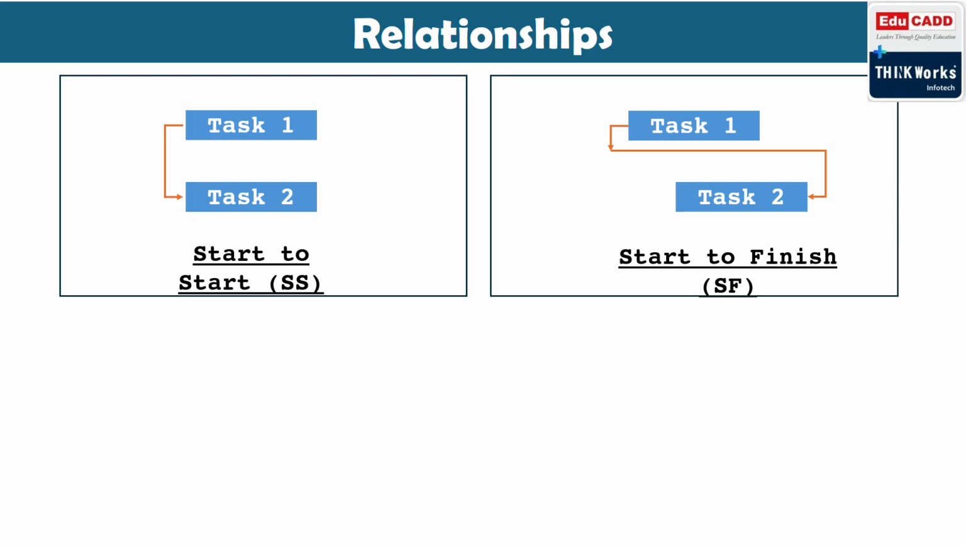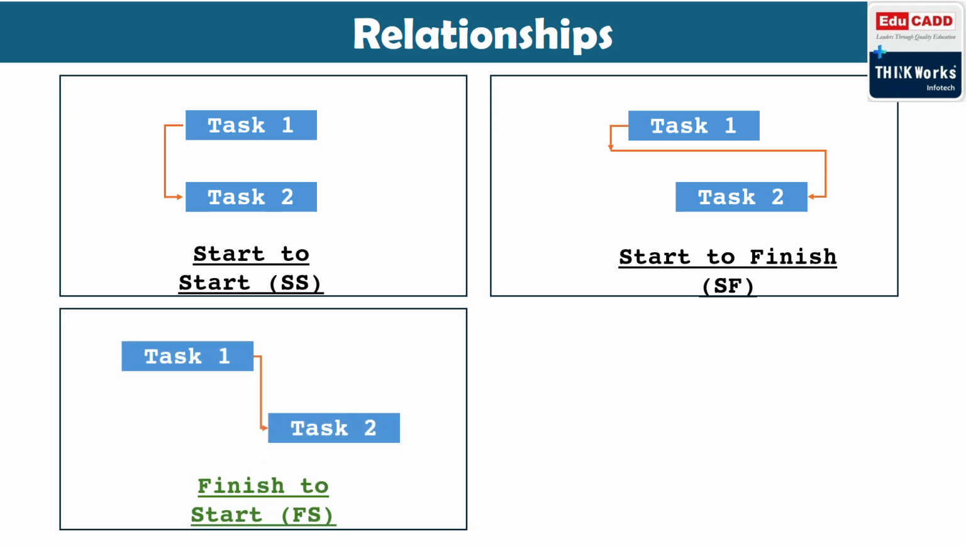When we start an activity, the other activity should finish. Okay, so that is start to finish. And next is finish to start. This is one of the important links. When we do activities serially, meaning one activity we do and then we do the next activity, in that situation we will use finish to start.